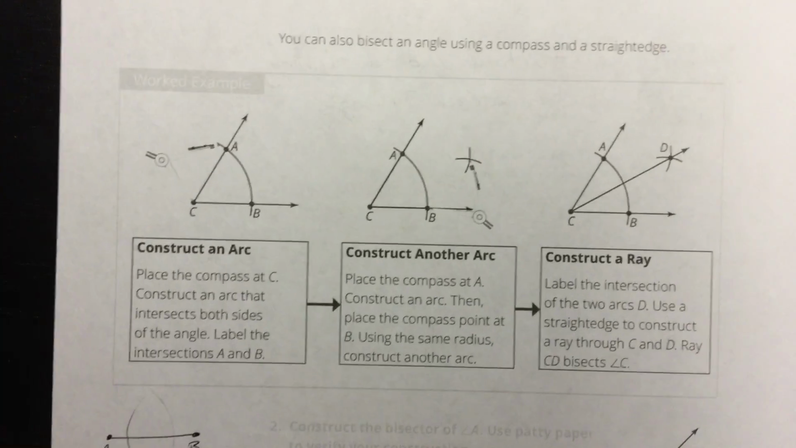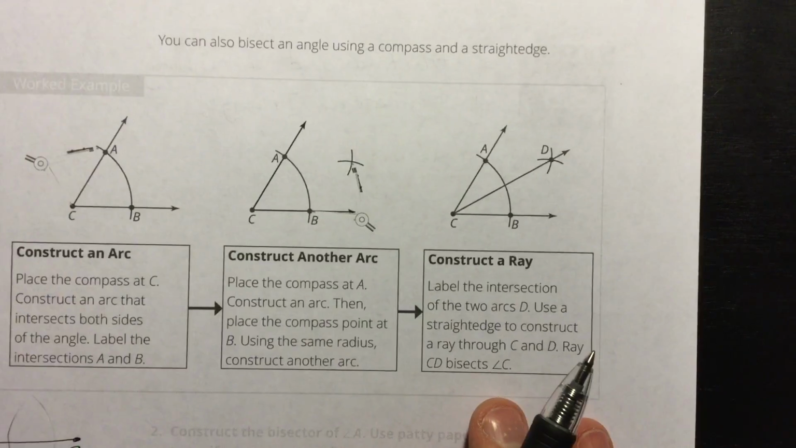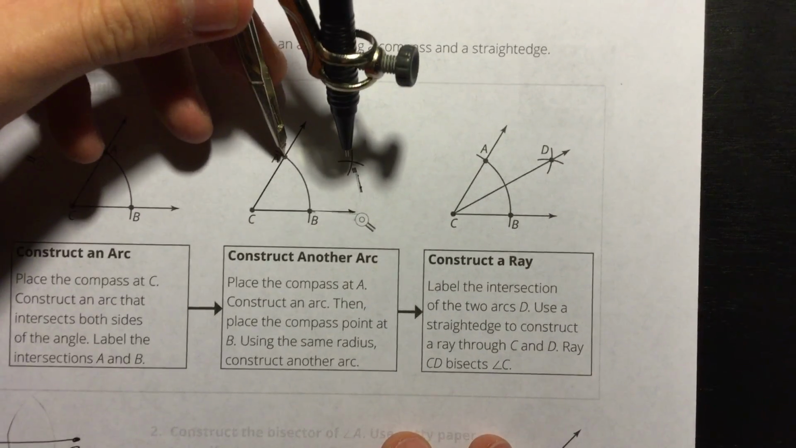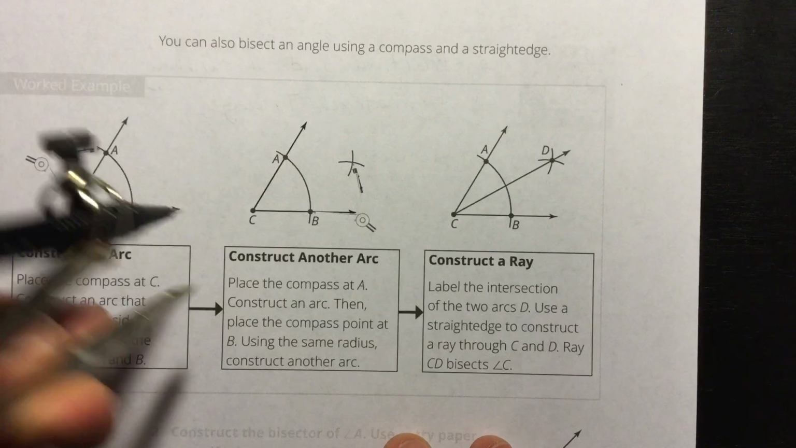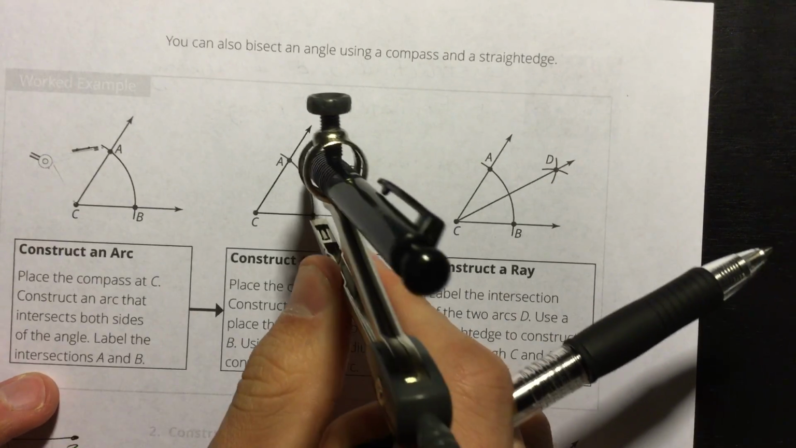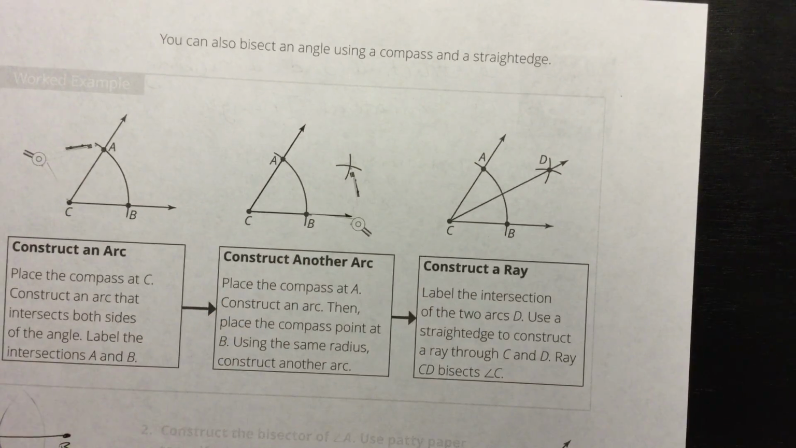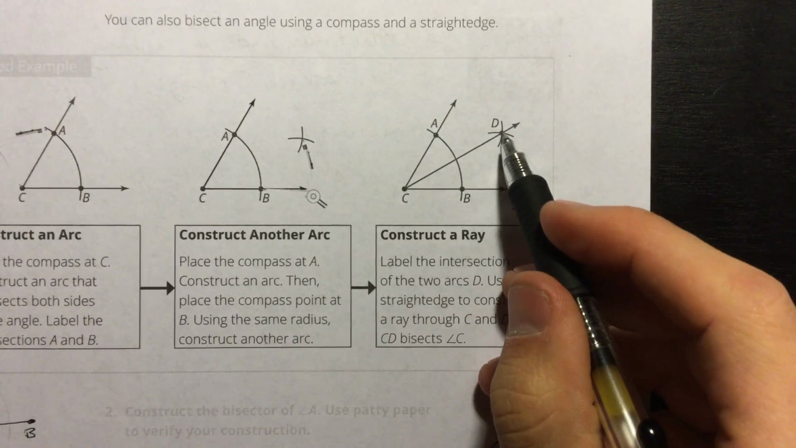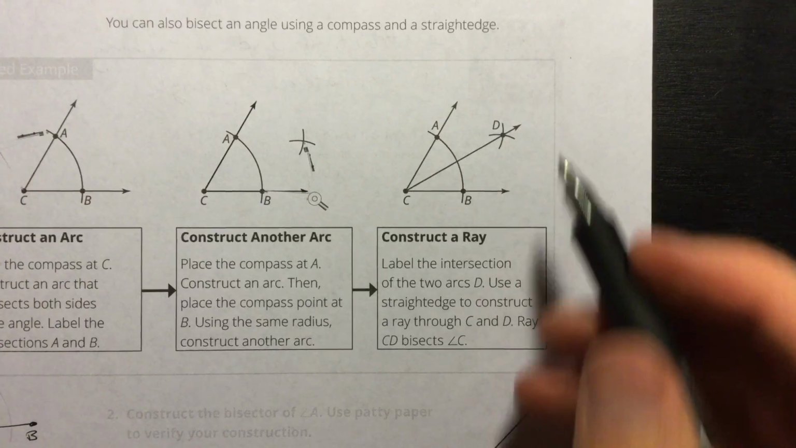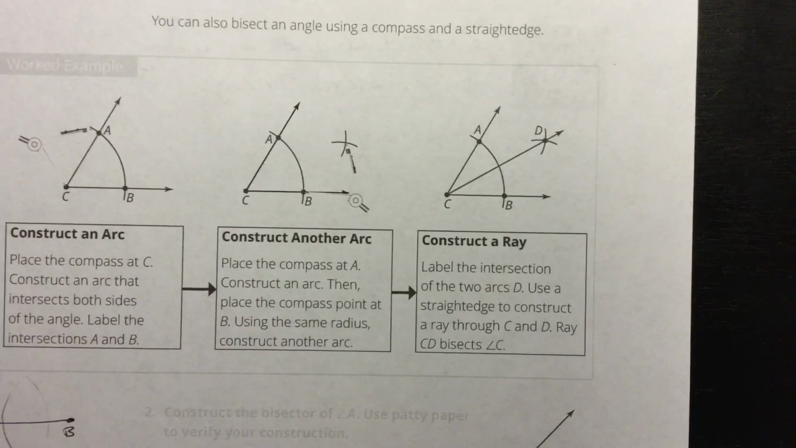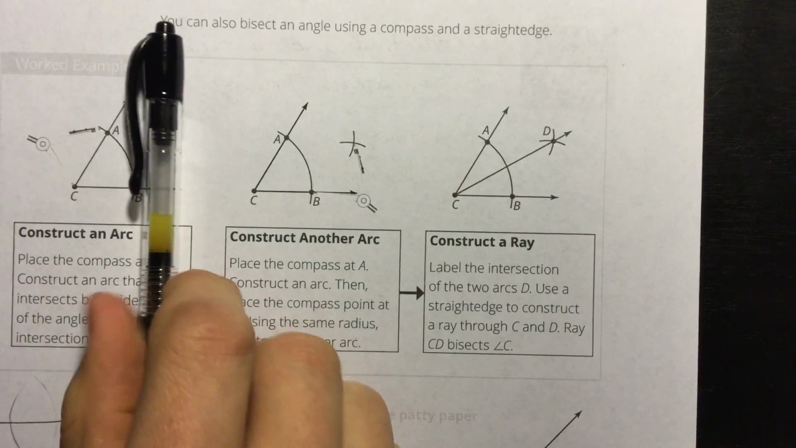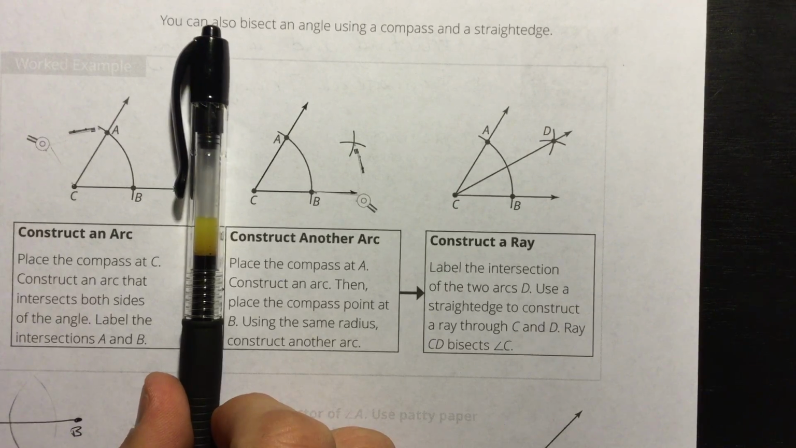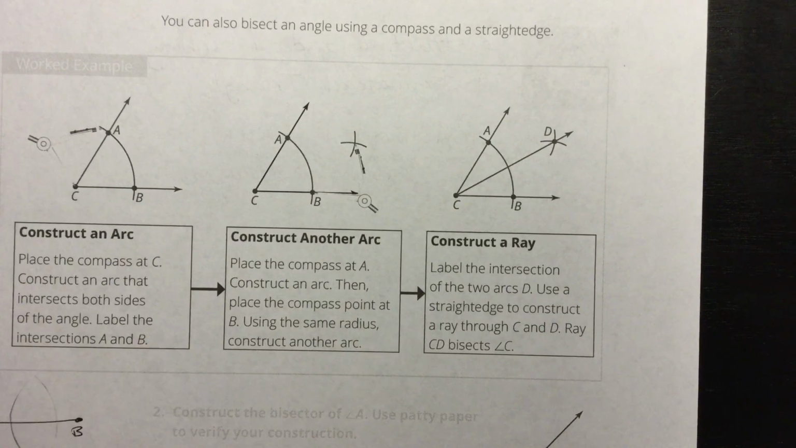So with an angle, the first thing you do is construct this arc, but then you're doing the same thing. You put the point of the compass on A and construct an arc, okay? Then you put the point of your compass on B and construct another arc, and where those two arcs intersect, you draw a line through the vertex of your angle and that intersection, and that will be your angle bisector. So essentially it's the same process as a perpendicular bisector, which you all know how to do. You just need to have this arc first to start with.